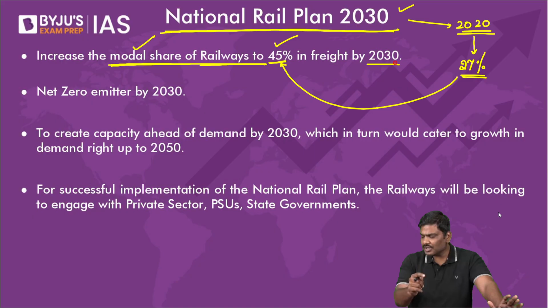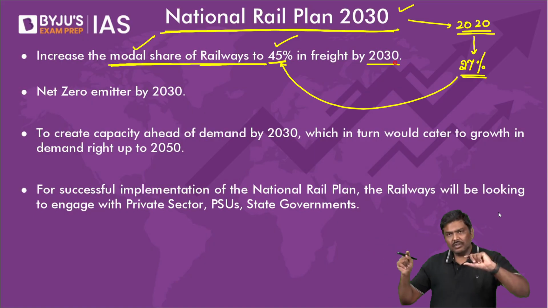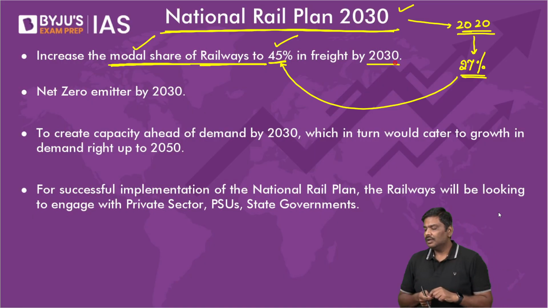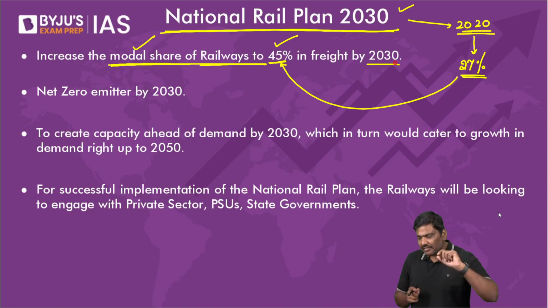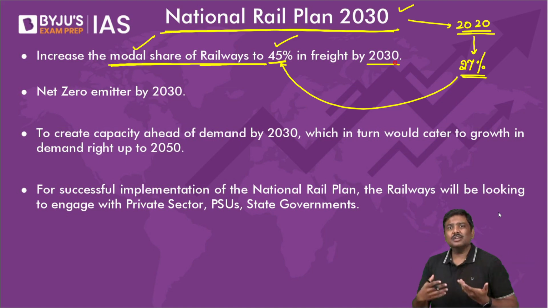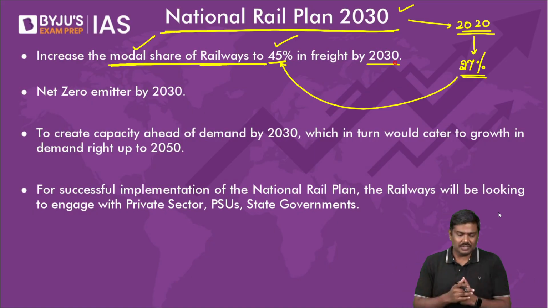A simple question to all of you. If railways will start accounting for 45% of total freight transportation in India, will its revenue position improve? Think of it. Can its revenue position improve? Of course, yes. Right? Revenues earned by the Indian Railways will automatically start increasing. That will provide certain stability for Indian Railways.